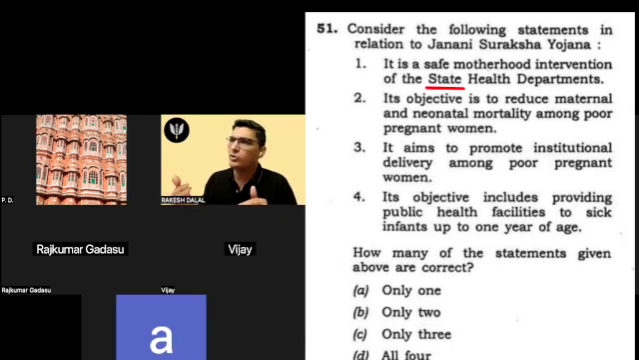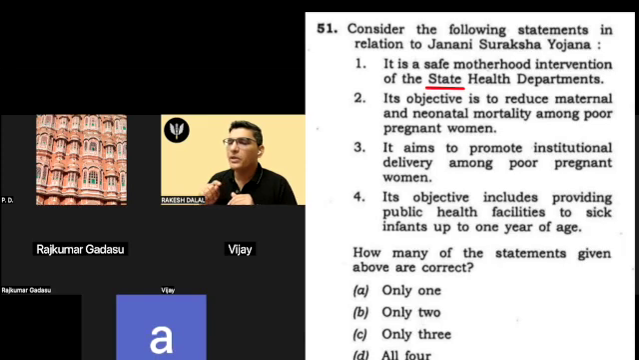It's a repeat PYQ also. The scheme also isn't regularly in news, but we can do it like names have meaning. Janani Suraksha Yojana should mean this, right? This is how you solve these kind of questions about schemes, about legislations, all of that. So names have meaning. Okay, this is about Janani protecting the mother. Okay. Look at the first statement.